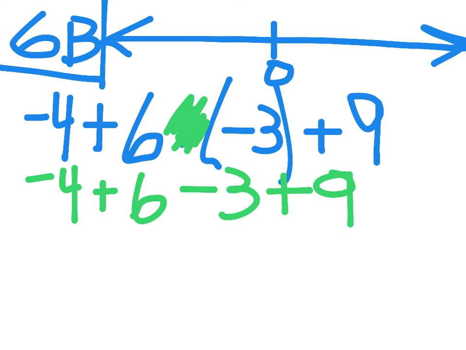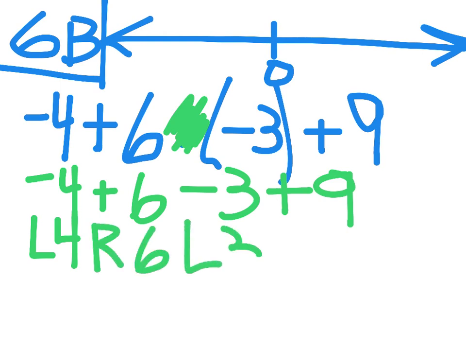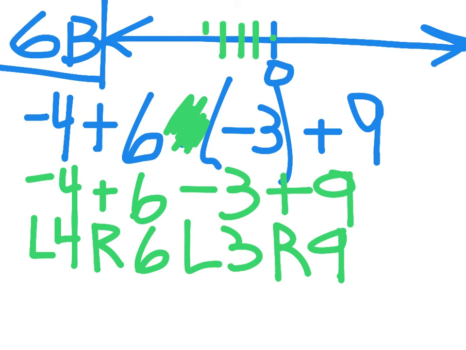So what we're going to do is go ahead and do our L4 for negative 4. Plus 6, you should write R6. Minus 3 is left 3. Plus 9 is right 9. I'm just going to do that, like following directions, and figure out where I end up. Starting at 0, I'm going to go left 4. 1, 2, 3, 4. Now I'm there. And I'm going to go right 6.